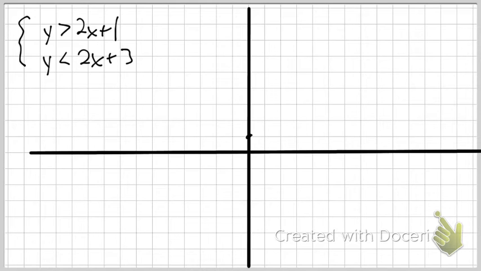All right. So first line, I got a y-intercept of 1, a slope of 2. Solid or dashed on this guy? Dash it up.